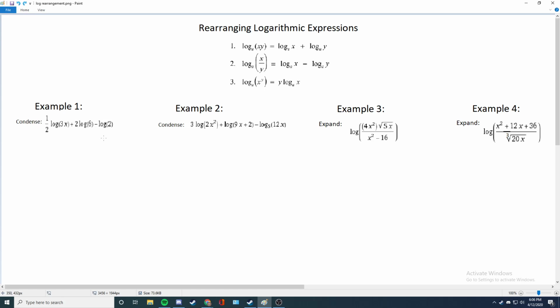In this video we're going to go over how to rearrange log expressions using the properties that we've learned. I'm going to go over 4 examples, 2 condensing examples and 2 expanding examples. So let's just go into example 1.